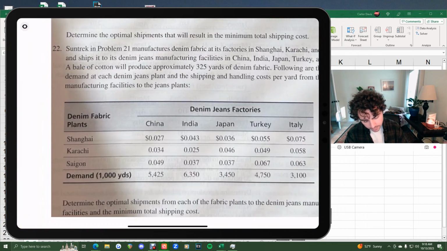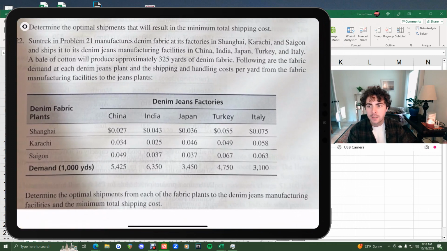So 22, here's a fun one. Suntrek manufactures denim fabric at its factories and then ships it to the facilities in China, India, Japan, and Turkey, and Italy. A bale of cotton will produce approximately 325 yards of denim fabric. Following are the details.